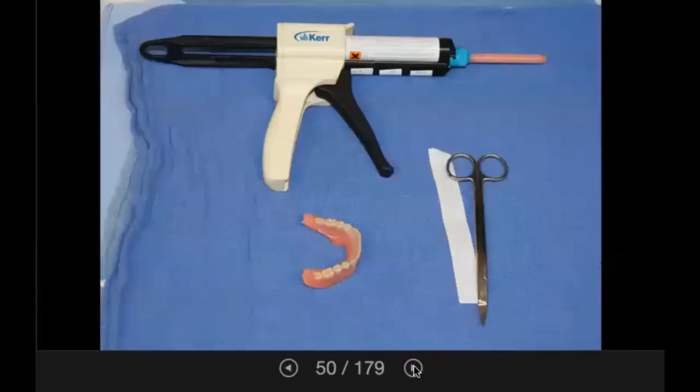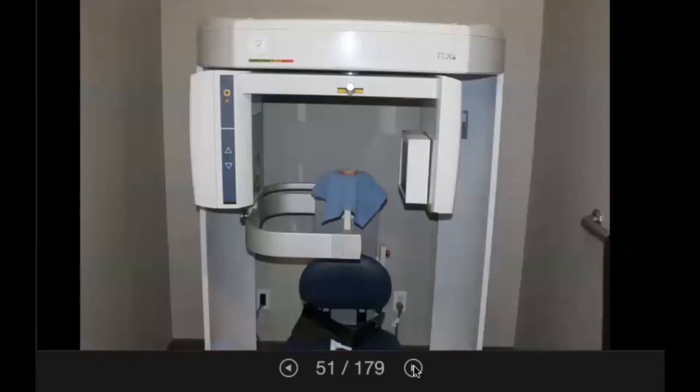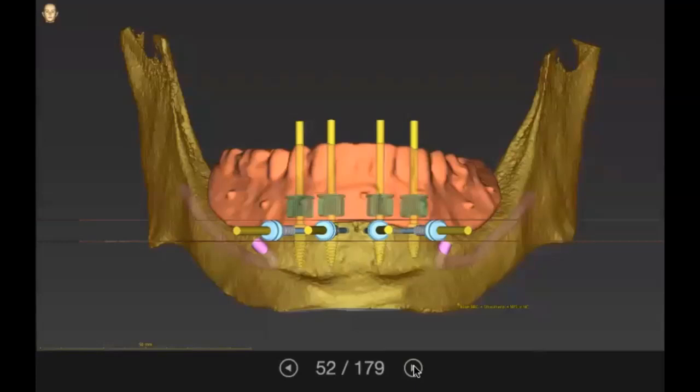The mandibular denture is relined and fiducial markers are placed. The lower denture is scanned to create an STL file. The STL and DICOM files are merged in a 3D layered environment. And Don's case is planned for 4 parallel mandibular implants.